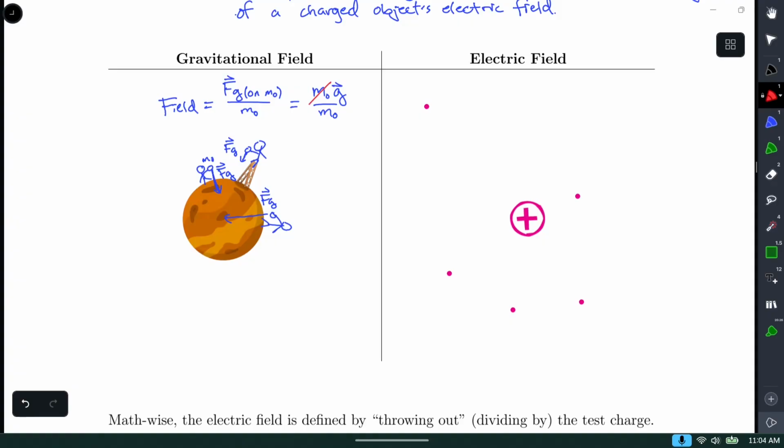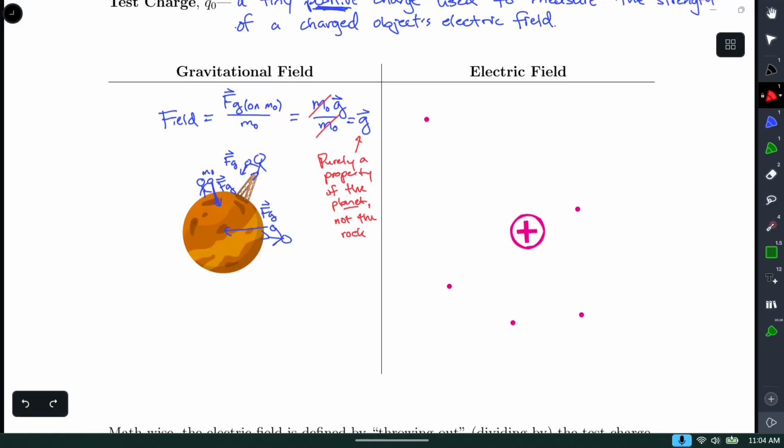And now I see why this is independent of what rock I use. Because this comes out to that number g, which on Earth is 9.8. On a different planet, it could be something totally different. On Jupiter, it's like 19 point something, I think. On the Moon, it's 1.6. But you can see this thing is purely a property of the planet, not the rock. I used the rock to measure it. That's what I was doing over here, finding the force on the rock and then dividing by its mass. But it got me to something that is strictly a property of the planet itself.